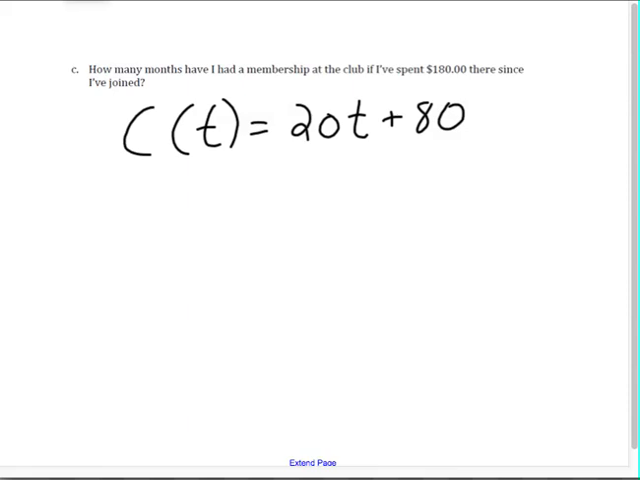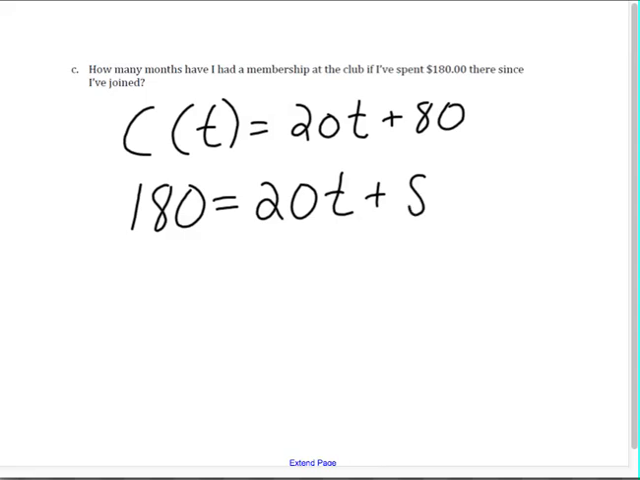I'm given $180. So what is that? Is that C? Is that T? 180, clearly C. I'm solving for T. So I'm solving, and think about it. If I'm solving for T, does that make sense? Are they asking me about a time? Yes, they're asking me how many months. Therefore, if I say T is equal to this amount of months, it makes sense. All these problems make sense.